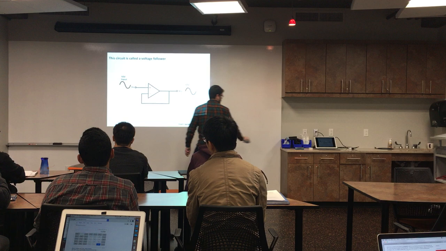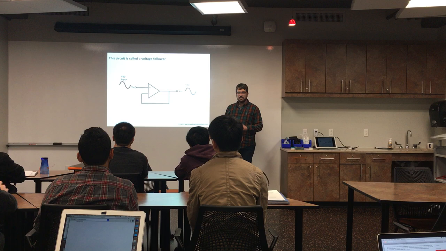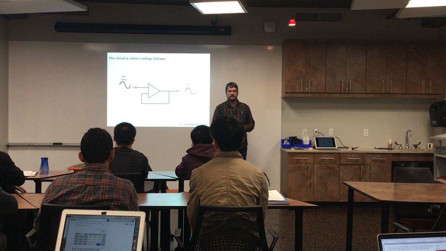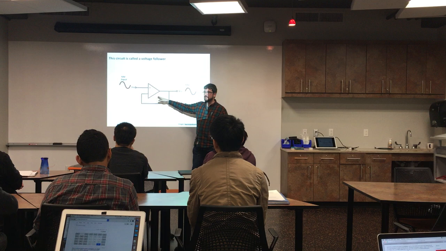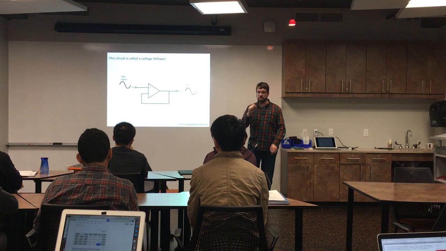This would be called a buffer most of the time. You hear it referred to as a buffer circuit. It has a gain of 1. So we put a 10-volt sine wave in, you get a 10-volt sine wave out. And remember we said that the amplifier is always going to add a little bit of noise to the signal. So you might say, why would you ever do this? Because all you're going to do is add a tiny bit of noise onto your signal.